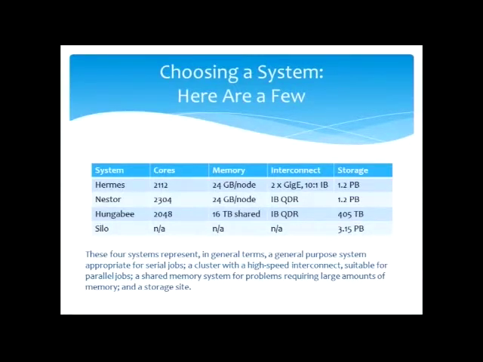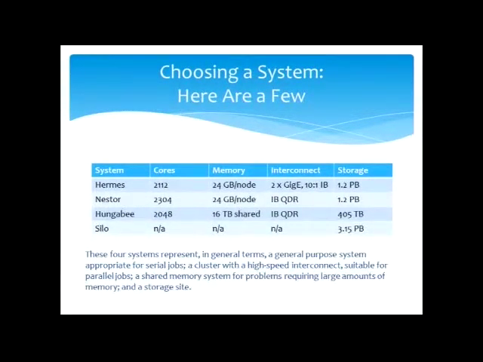The next system on that list is Nestor, which is another cluster I administer. That's sort of the sister cluster to Hermes. It's for parallel jobs because it's got a high-speed InfiniBand QDR interconnect. The nodes are very similar, but because of the interconnect, and also because we build the images differently, it's got different software on them. This is really geared for parallel jobs. And it shares the same storage with Hermes, so it's got 1.2 petabytes as well.